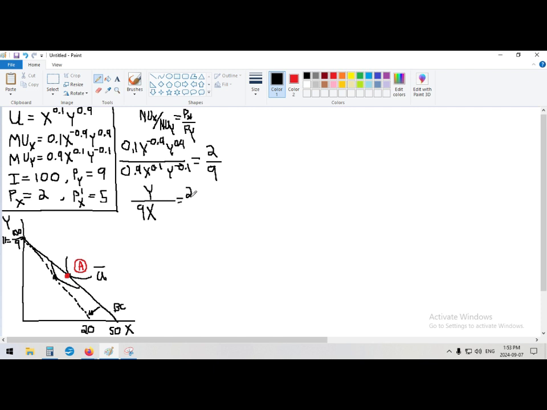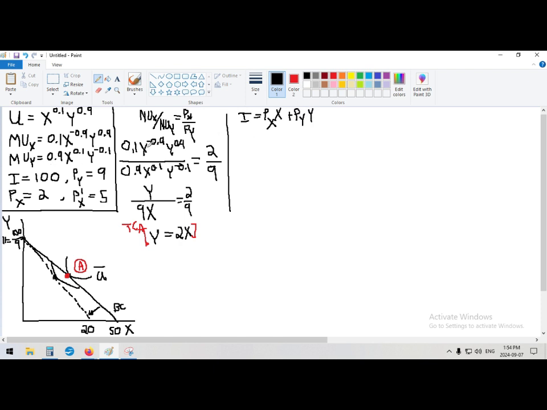And over here, we have 2 over 9. So let's see, okay, we got 9s on both sides. Those will go away. We move the x up, and we get y is 2x. So that's the first equation, which is the tangency condition of part A. And then let's use this with the budget constraint, which is the line we have to be on here. So we say, okay, budget constraint is income equals spending, PxX plus PyY.